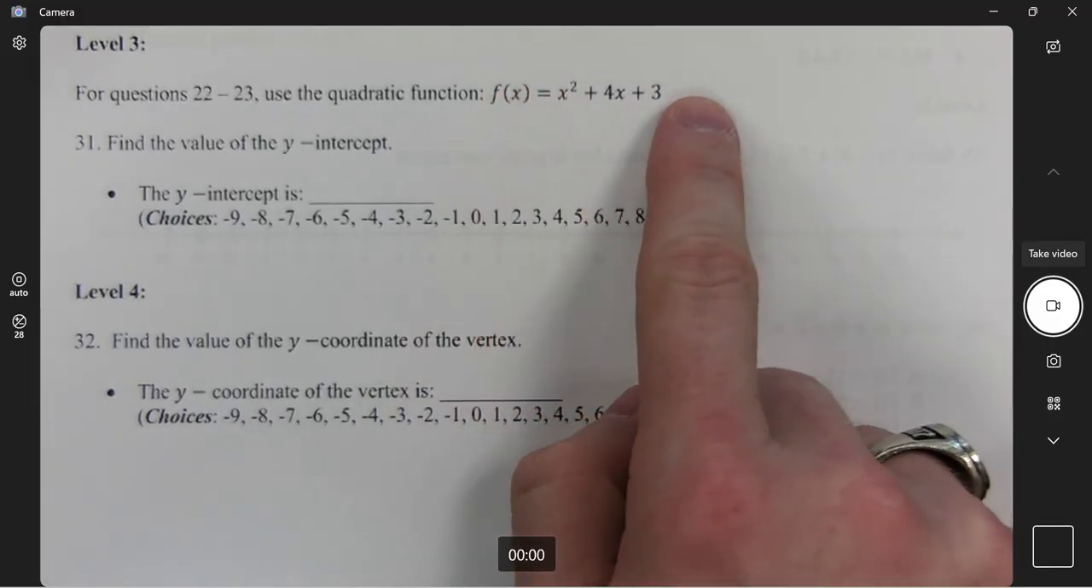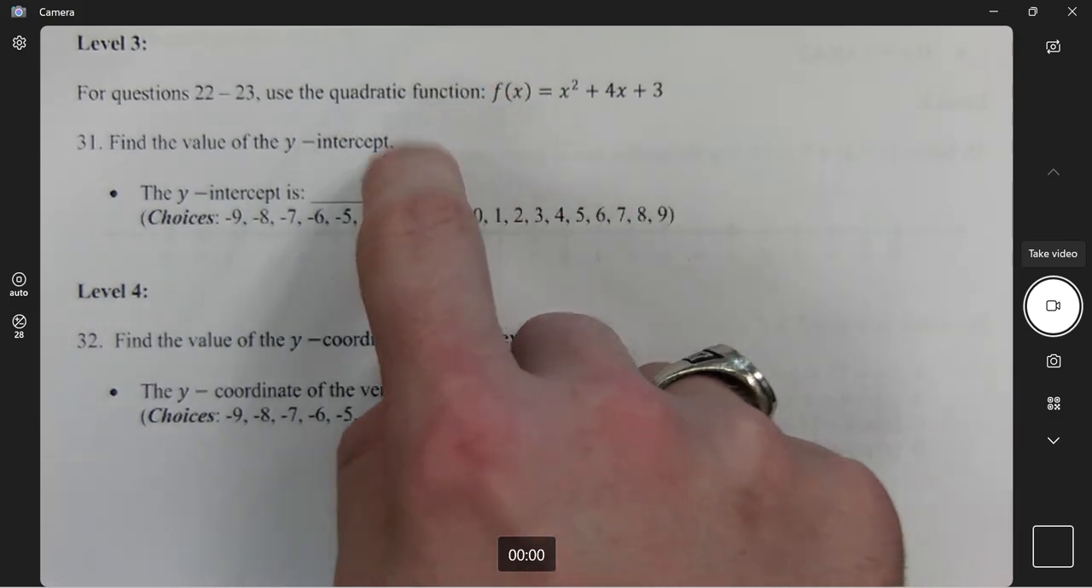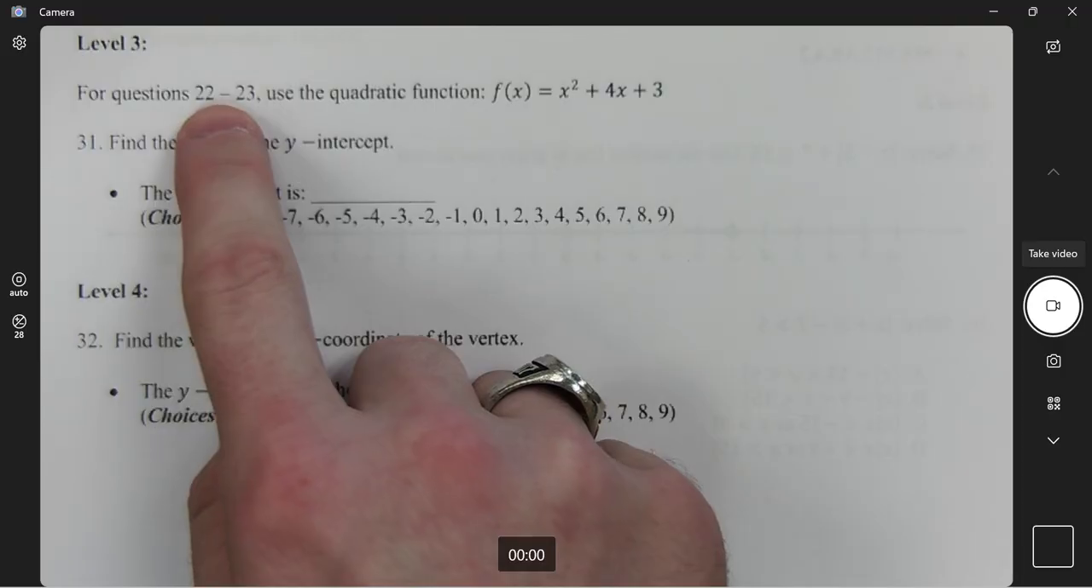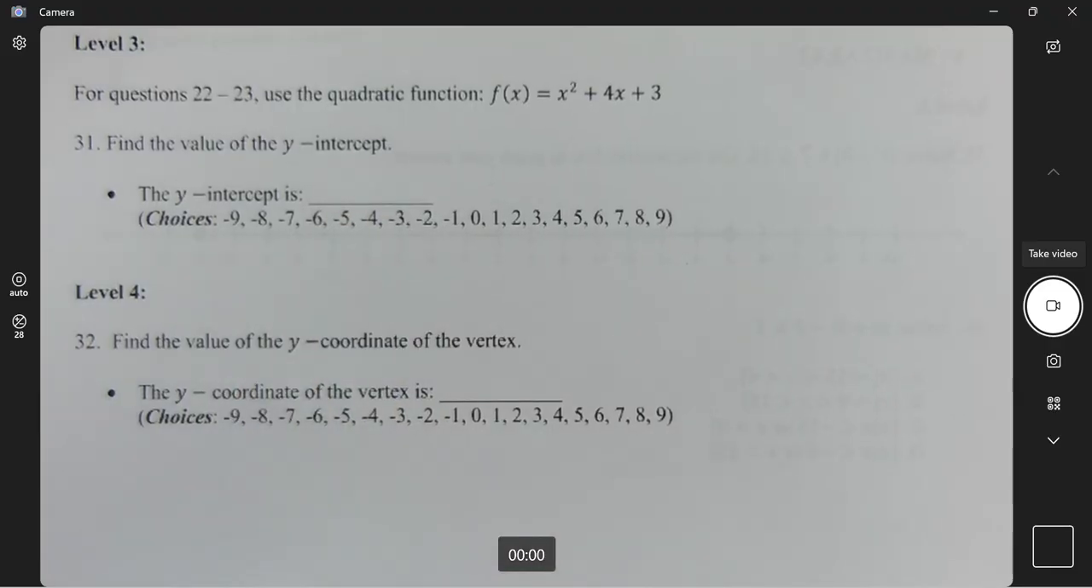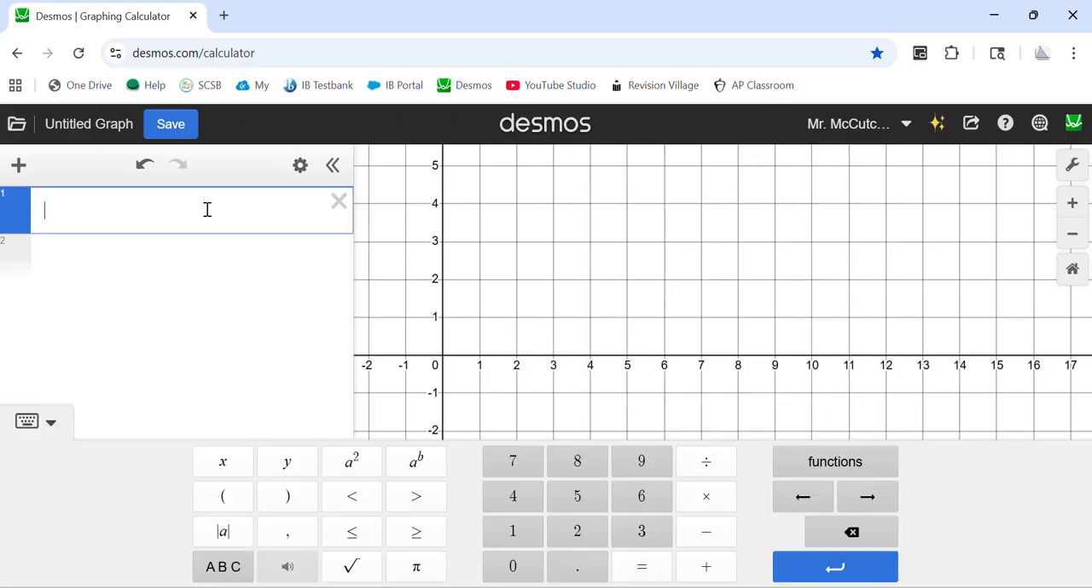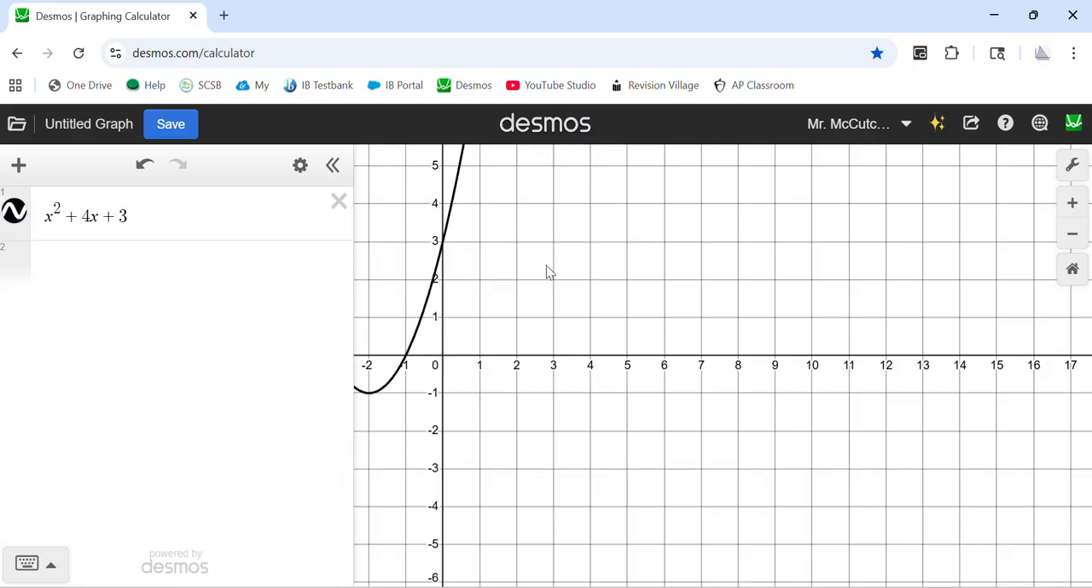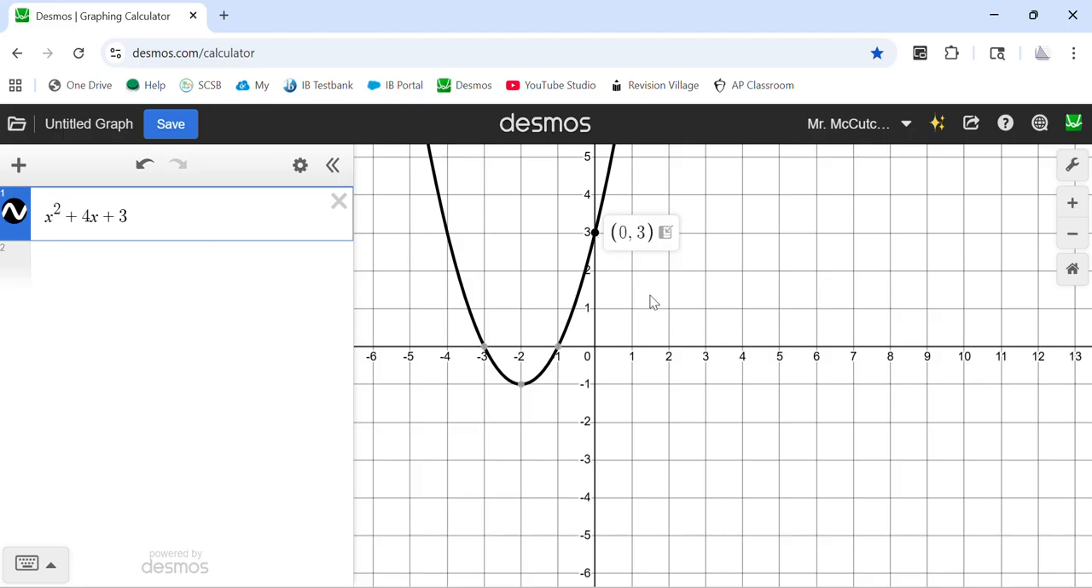We're going to use this quadratic function for the next 2 questions. Don't mind this number typo here. This is clearly wrong. It's from these 2 right here. We could know how to do this stuff, or we could just cheese it and go to Desmos: x squared plus 4x plus 3. So, I'm just going to cheese it. The first question wants to know the value of the y-intercept. It's there, 3. The next question wants to know what the y-value of the vertex is, negative 1. So 3 is the y-intercept, and negative 1 is the y-value of the vertex.